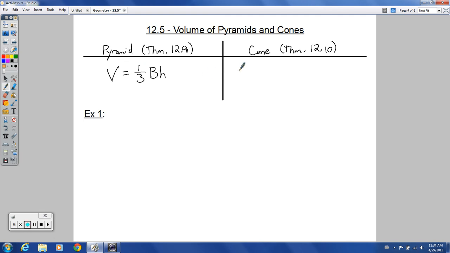And over here, the cone ends up being the same exact thing. So 1/3 base times height, but this is going to equal, the base being a circle, a cone would be 1/3 pi r squared times the height. That's the way we'll probably think about it more with cones, or the way we should think about it more. And so we have B being the area of the base, still just like we've had all along, H being the height, R being the radius. So we're going to use this for cones, we're going to use this for pyramids.